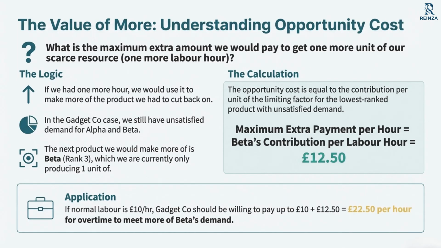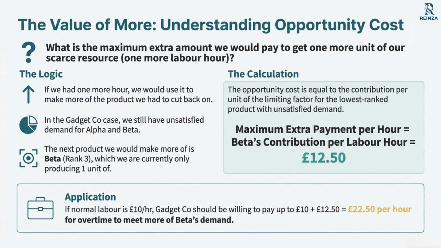The question we are answering here is, what is the maximum extra amount we would pay to get one more unit of our scarce resource? Think about the logic. In our Gadget Co. example, we could not make all the products we wanted because we ran out of labor hours. If we could get more labor hours, we would use them to make more products and generate more contribution.